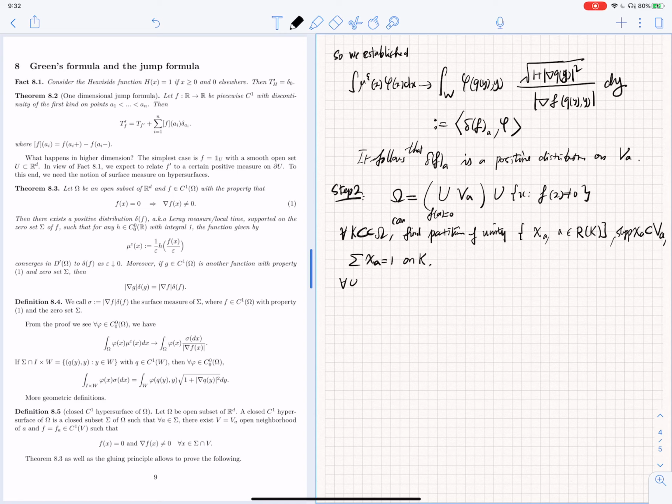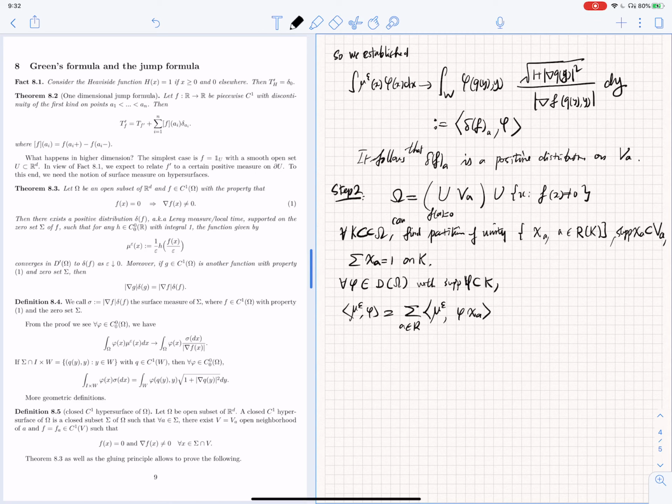So for any phi in test functions with support in K, we can write mu epsilon applied to phi as the sum over A in R, where R is a finite set, of mu epsilon applied to chi_A times phi.